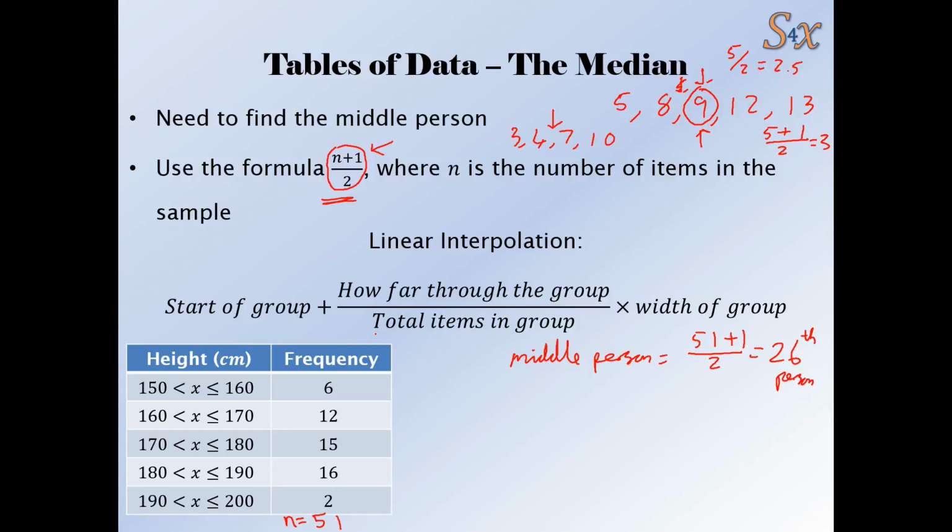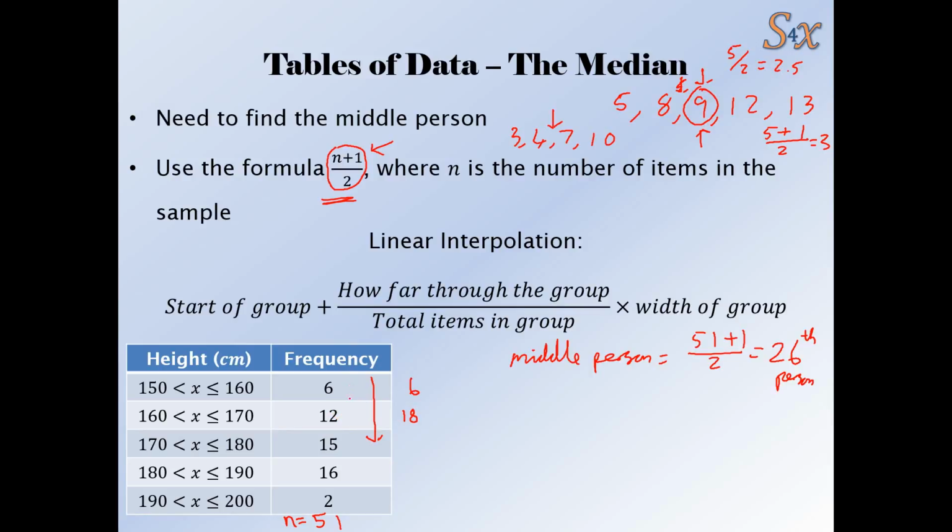Okay. So what we're going to do is have a look in our table of data and try and think about where the 26th person is. Well, if I go down this group, there's 6 people in here. There's a further 12 people in here. So I'm up to 18 so far. This is like my cumulative frequency, if you like. 6 people, and I'm up to 18 people that I've gone past.